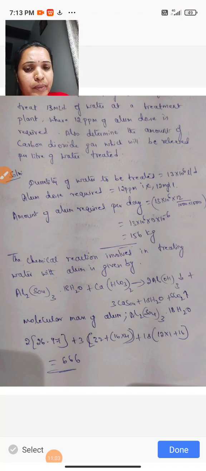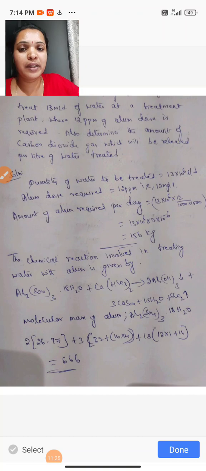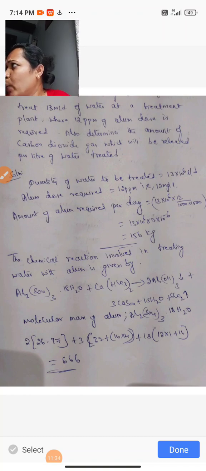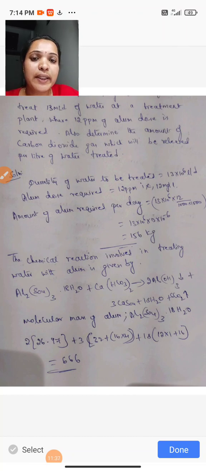Okay, so now we have to use the chemical reaction involved in treating with the alum. So we have to write that chemical reaction, because in the second case we have to find out the amount of carbon dioxide gas that will be released per liter of water to treat. So here in the problem it is given as 13 million liters of water is to be treated. So to treat 1 liter of the water, how much carbon dioxide is released, we have to find out.